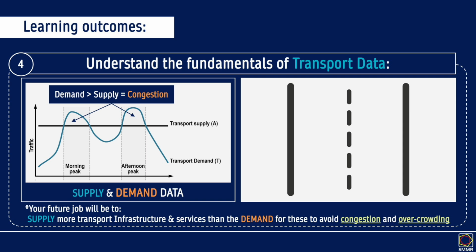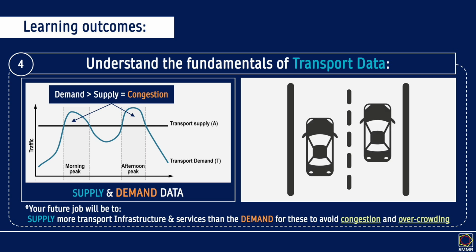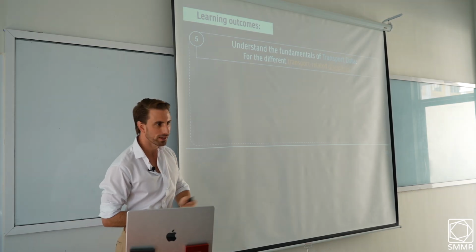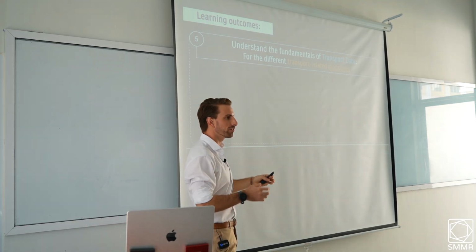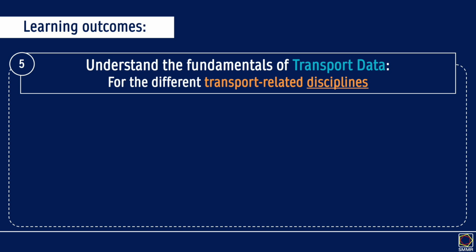But the main idea here is supply data. The supply is the infrastructure and the services that are available. And the demand is how these are used, how people use these to meet their transport needs. So supply and demand data. And then the last learning outcome, and we brought this up already, is just understanding the different transport-related disciplines and the type of data that they would use.